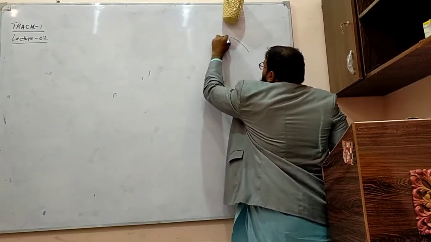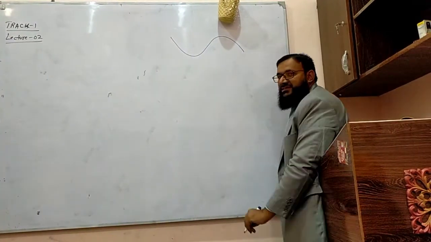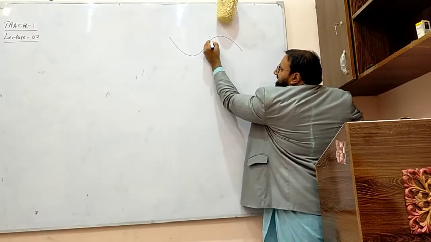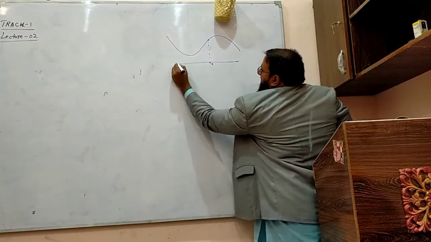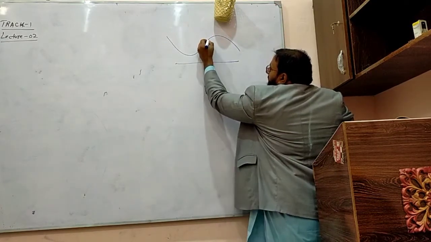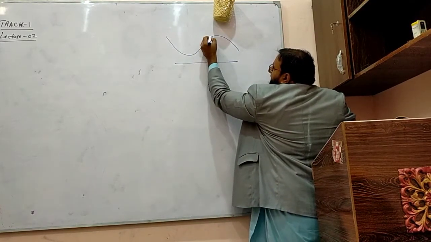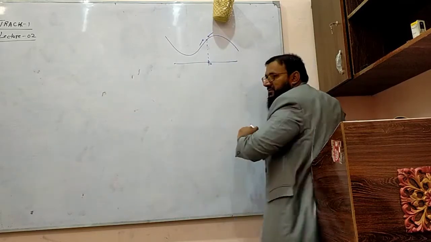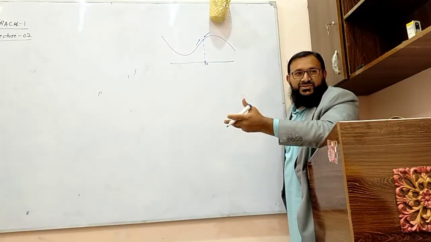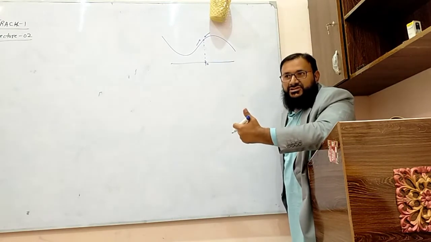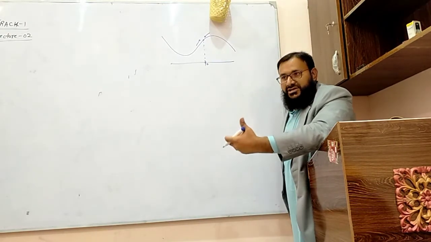In single variable calculus, you have curves like this. You take any single point, let's name it x naught, on this xy plane. And what do you do? You check the limit from the left and you check the limit from the right. You don't have any other direction. You check the limit from left, you check the limit from right, you are done.